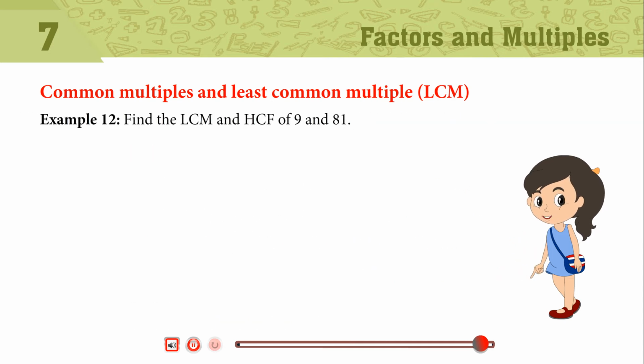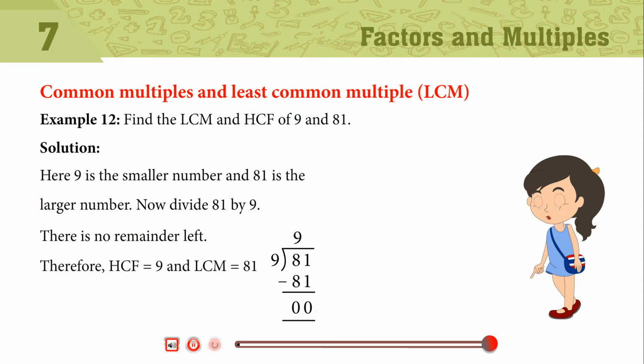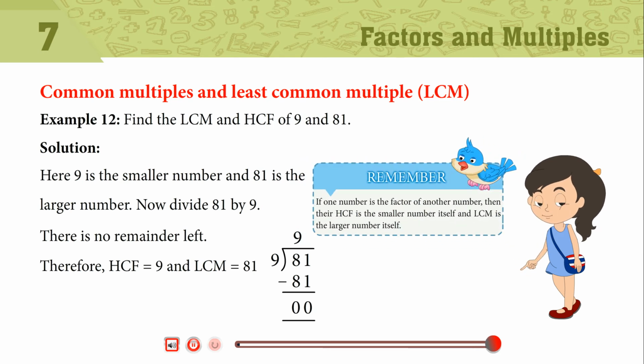Example 12. Find the LCM and HCF of 9 and 81. Solution. Here, 9 is the smaller number and 81 is the larger number. Now divide 81 by 9. There is no remainder left. Therefore, HCF is equal to 9 and LCM is equal to 81. Remember, if one number is the factor of another number, then their HCF is the smaller number itself and LCM is the larger number itself.